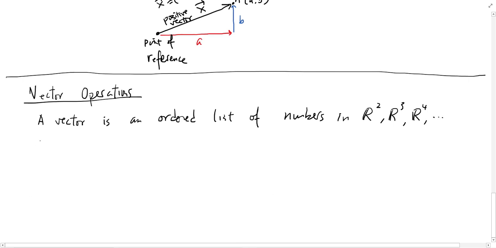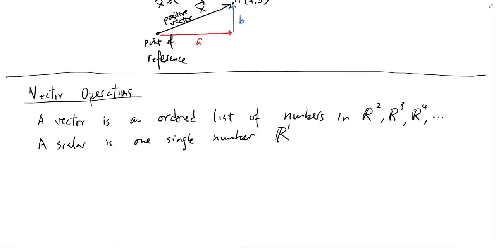Compared to that, a scalar is just one single number, which we would refer to as in R1 or simply R. And of course, here we only talk about real numbers, so nothing about complex numbers, imaginary numbers, or things like that, just regular numbers.